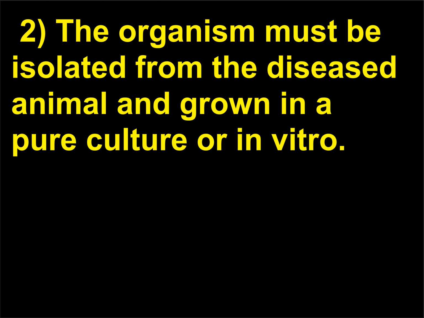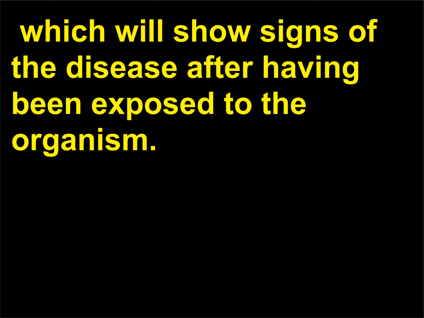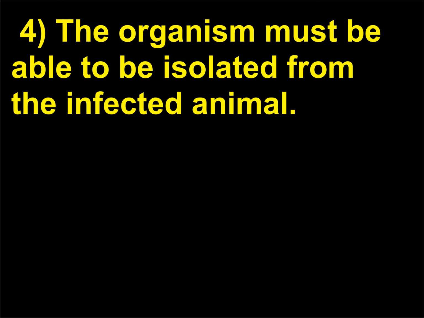2. The organism must be isolated from the diseased animal and grown in a pure culture or in vitro. 3. The cultured organism must be able to be transferred to a healthy animal, which will show signs of the disease after having been exposed to the organism. 4. The organism must be able to be isolated from the infected animal.